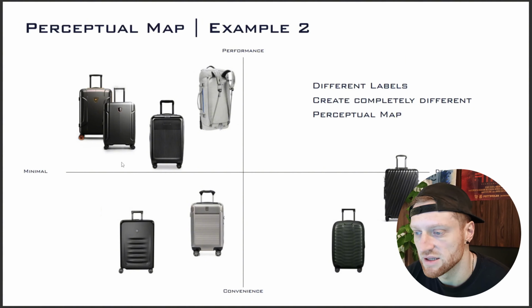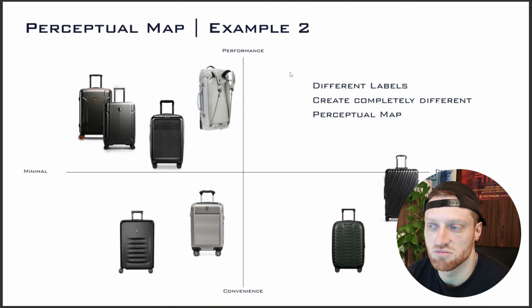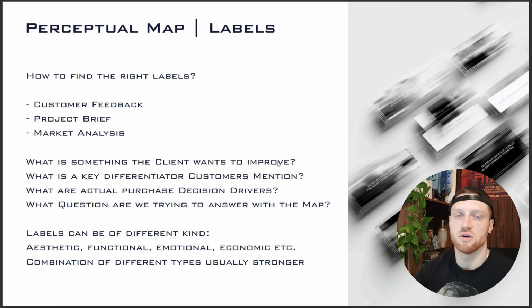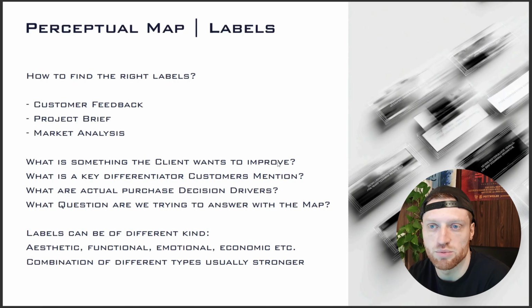But if you look at this map with these new labels, then we have one sector that's completely empty, the decorative performance sector. And I can imagine to have some suitcases or backpacks in this sector actually, right? But it's very different from what we have in the first one. So if the labels are so important with the perceptual map, how do we find the right label? So which one is now the better perceptual map, right?